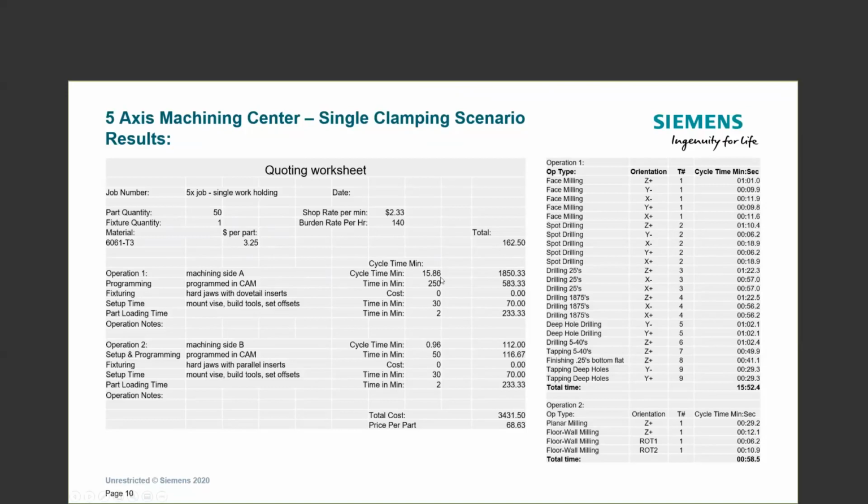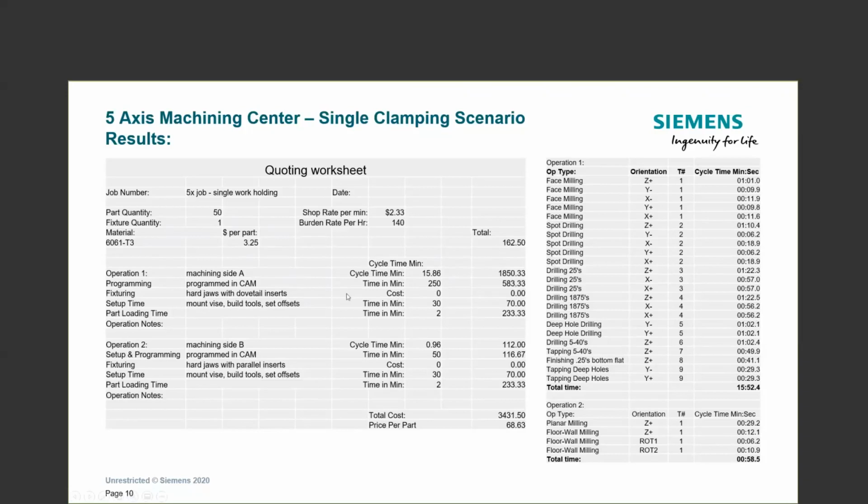Moving right along, what you just saw was machining side A, so operation 1. Here's our cycle time, and I have it broken down by tool and by orientation. At a cycle time of 15.86 minutes, that gives us a total cost of $1,850.33. The programming time here gave us 250 minutes, so 250 minutes times our shop rate gives us a total of $583.33.